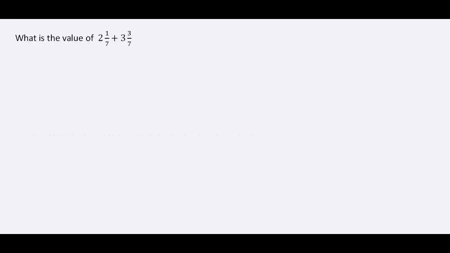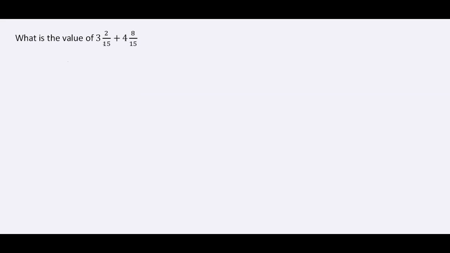Now let's walk through some examples together. So what is the value of 2 1/7 plus 3 3/7? Our first step is to add the whole numbers together. So 2 plus 3, that's going to give us 5. Then the next thing we're going to do is add the numerators of the fraction. We have the same denominator, 1 plus 3. So this is going to give us 5 4/7. And that's our answer here.